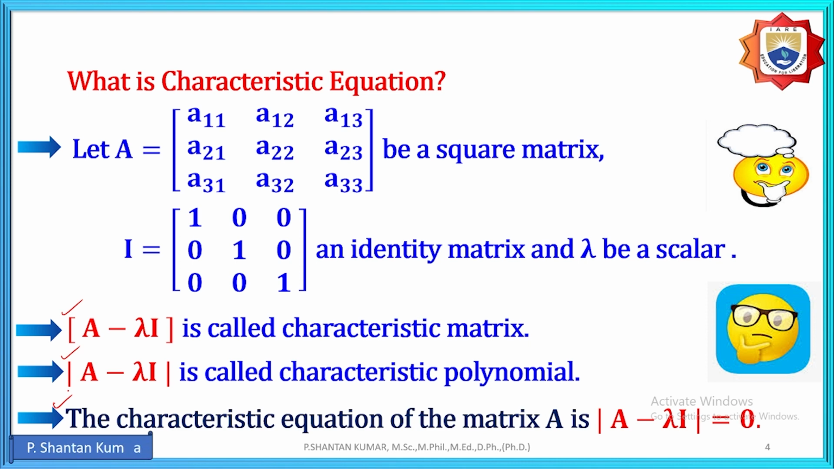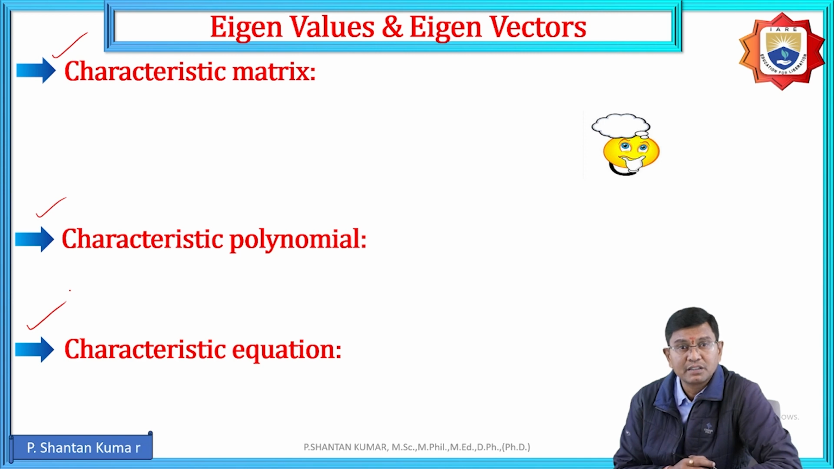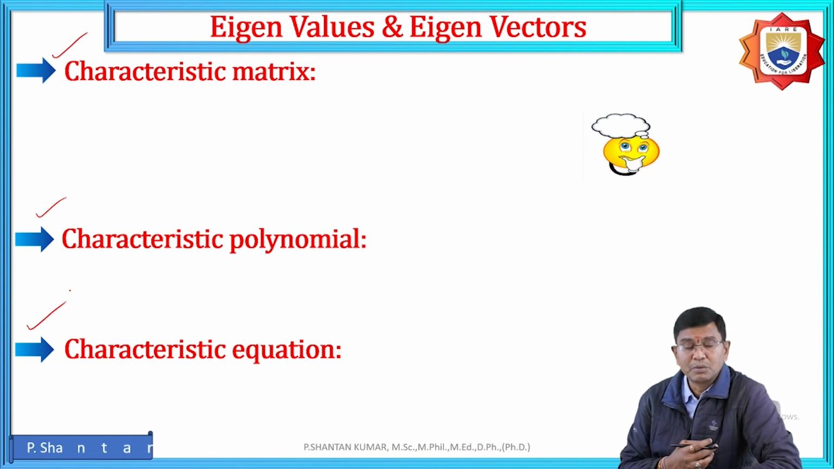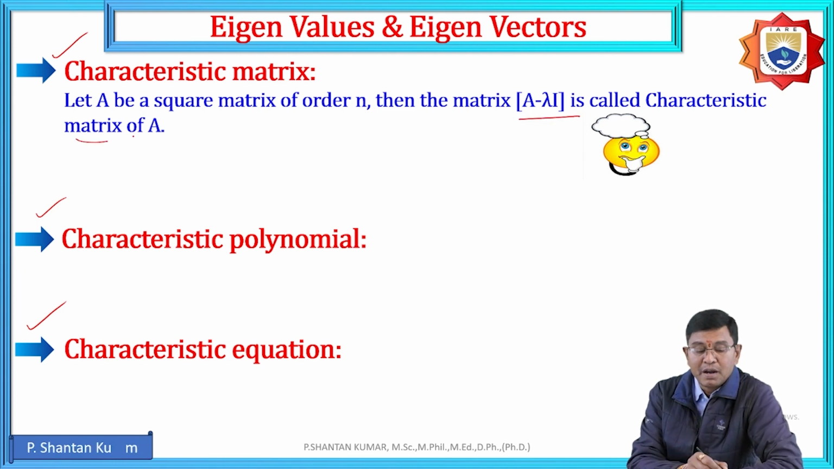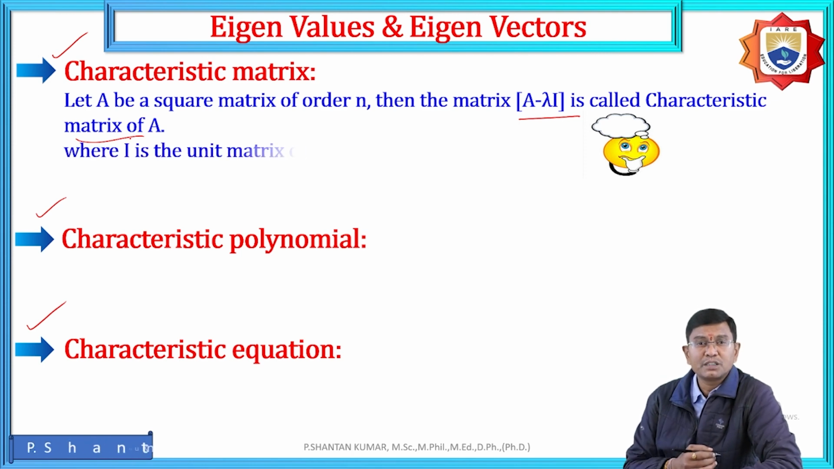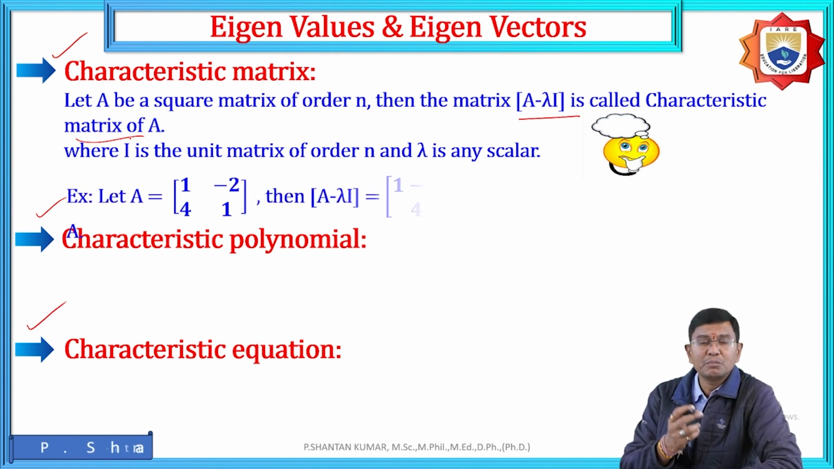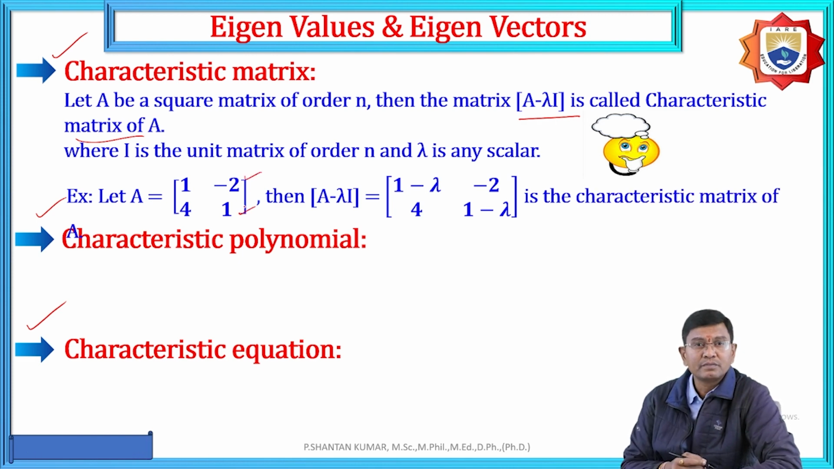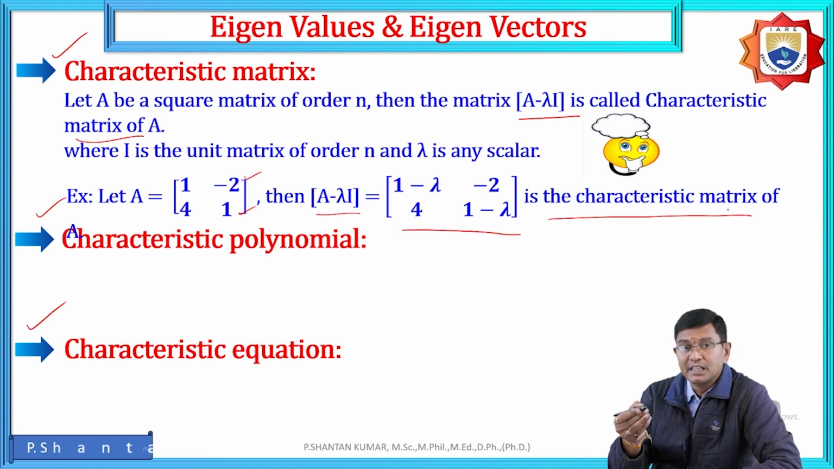Under this, the eigenvalues are found from the equation. Next, how to define the characteristic matrix with an example based on a 2 by 2 matrix. Let A be a square matrix of order n. Then the matrix A minus lambda I is called the characteristic matrix of the given matrix, where I is also the square matrix of order n and lambda is any scalar. For example, take A as the matrix 1, minus 2, 4, 1. Then A minus lambda I is obtained by subtracting lambda from the diagonal elements: 1 minus lambda, minus 2, 4, 1 minus lambda. Whatever output you obtain is a matrix, the characteristic matrix.